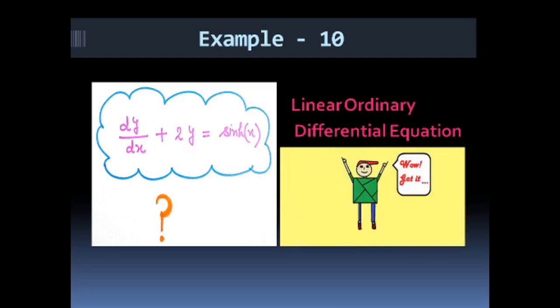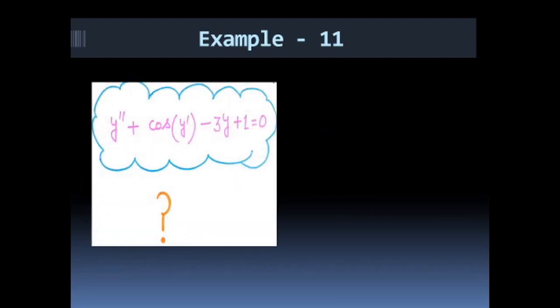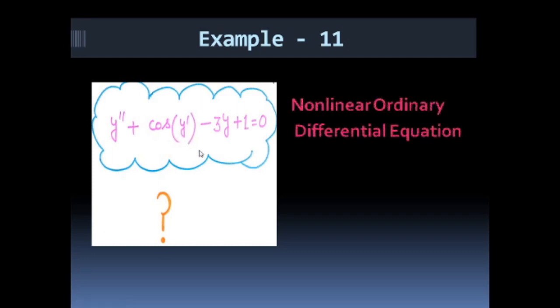Fine. Now come to next example 11. In this case, y is dependent. Independent variable is not given, we can assume it as x, right? This is your choice, and there is no problem, but there is cos of y dash, right? And y dash is the derivative, so this is a transcendental function of a derivative. Fine. So fifth condition of linearity is not satisfied in this case, so this is a non-linear ordinary differential equation.